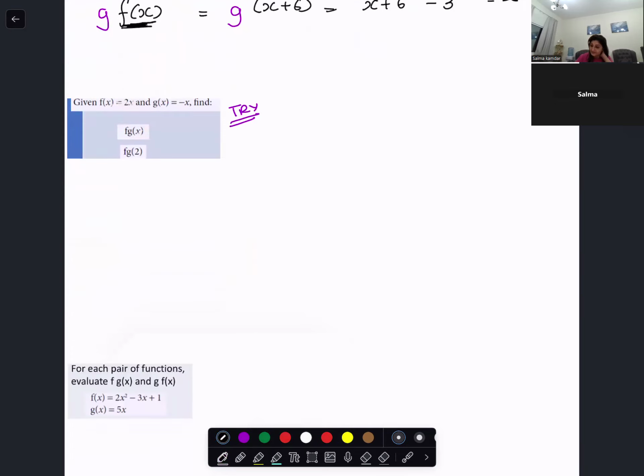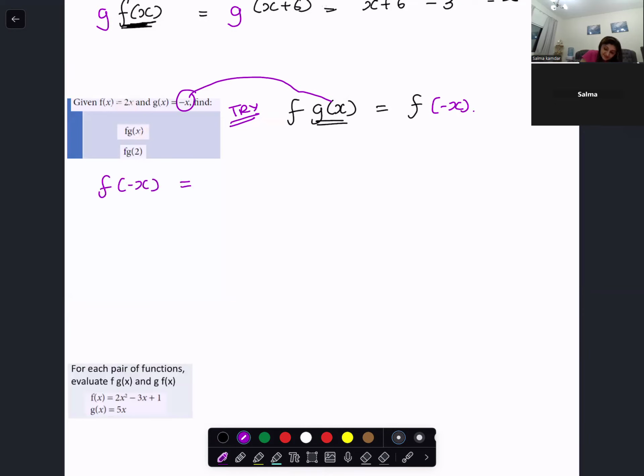Now here, f of g(x). Instead of x, replace it with g(x). So g(x) is minus x. So instead of x, I'm going to put minus x. So this is going to become minus 2x.